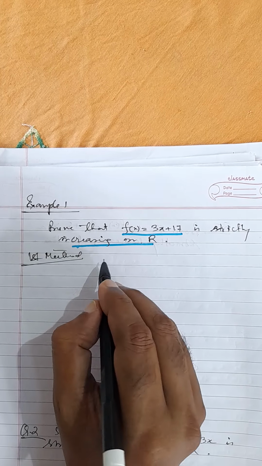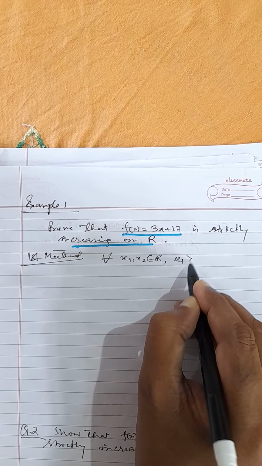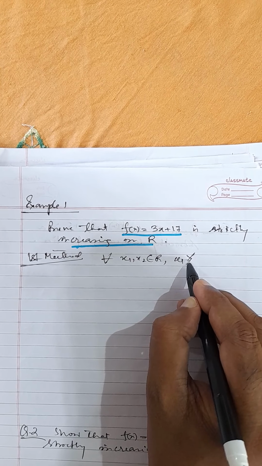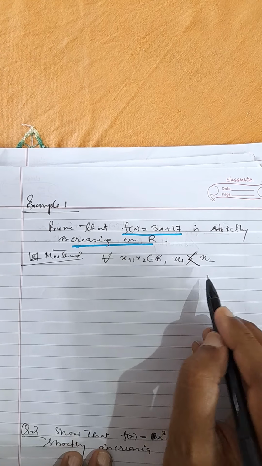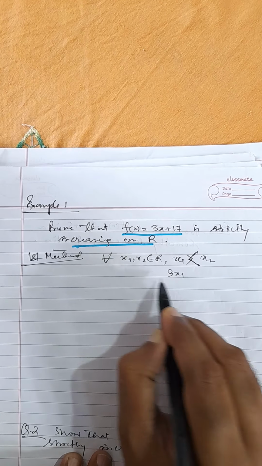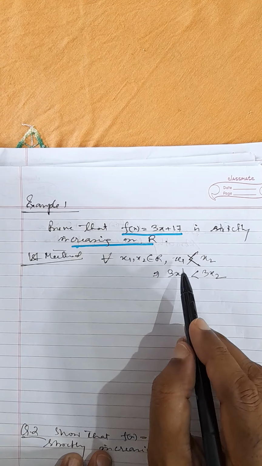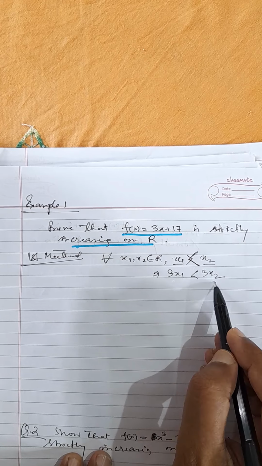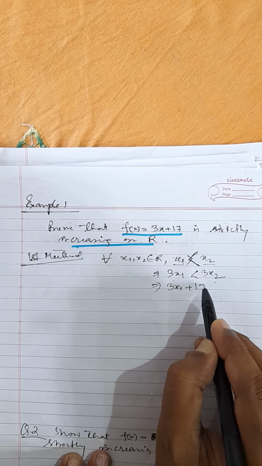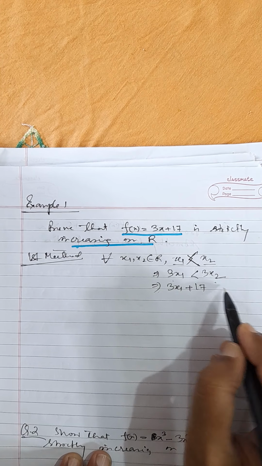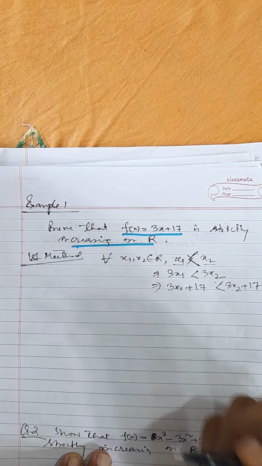is what? Suppose for all x1, x2 belongs to R, assuming x1 is less than x2. If x1 is less than x2, then 3x1 is less than 3x2. If we add the same thing, 17, on both sides, then 3x1 + 17 is less than 3x2 + 17. Clear?